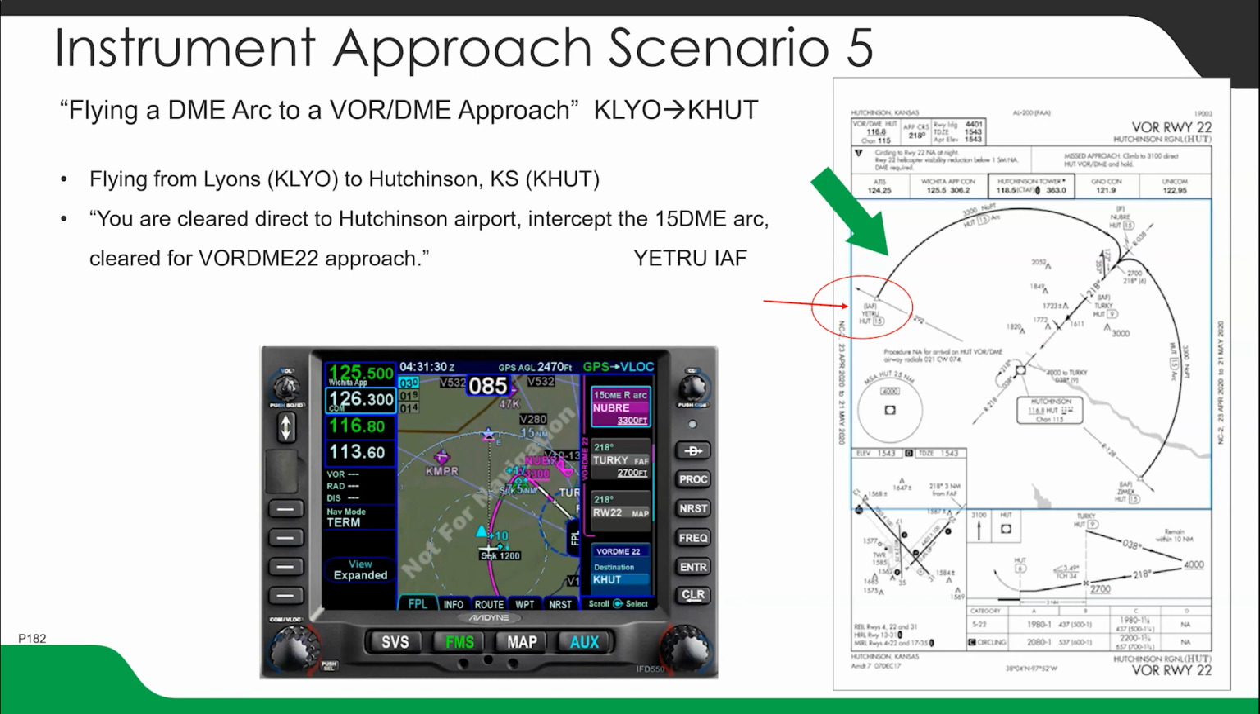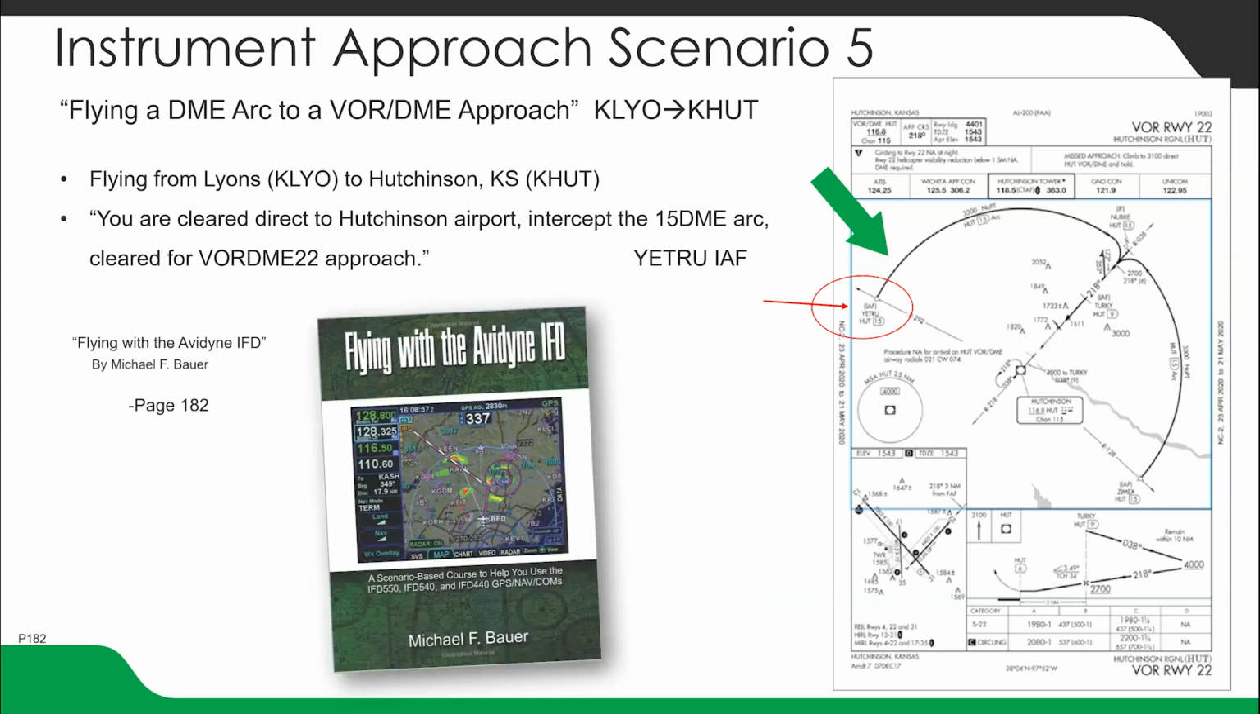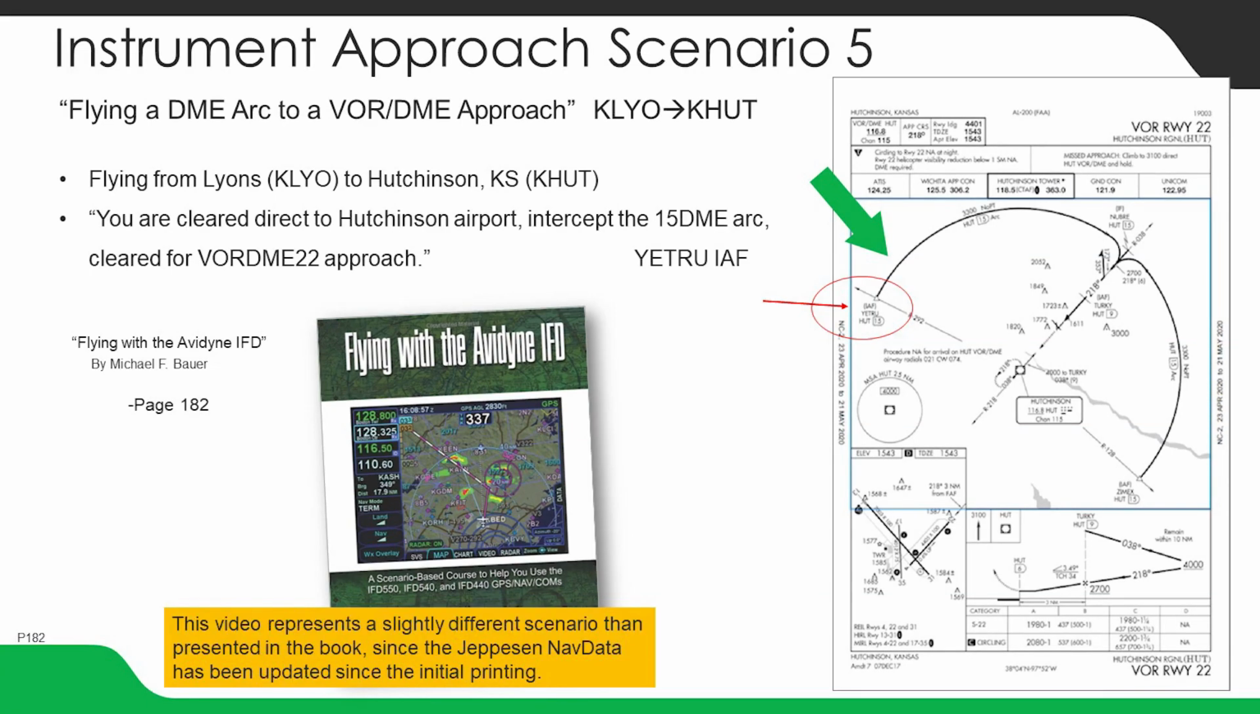In this scenario, we're going to fly a DME arc to a VOR DME approach out of Lyons, Kansas into Hutchinson, Kansas. This scenario is described on page 182 of the Flying with the Avidyne IFD book by Michael F. Bauer.